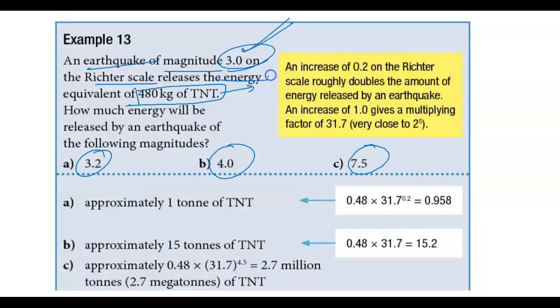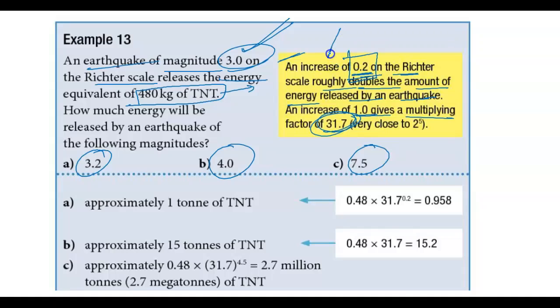Study this carefully. An increase of 0.2 on the Richter scale roughly doubles the amount of energy released by an earthquake. Even if it increases by 0.2, it doubles the energy. So, an increase of 1 gives a multiplying factor of 31.7. That is very close to 2 raised to power 5. You can use 2 raised to power 5 also over here.